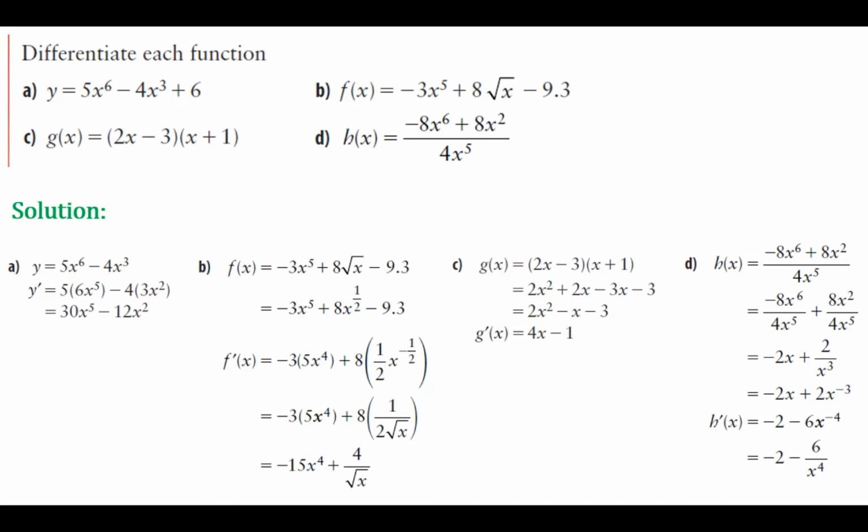Okay, last question. Again, first of all, we can simplify this function to convert it to a sum of 2 parts. Then, according to the sum rule, the derivative of h(x) equals the derivative of the first part plus the derivative of the second part, which is -2 minus 6 over x to the power of 4. Any questions?